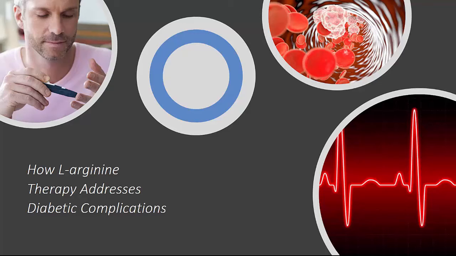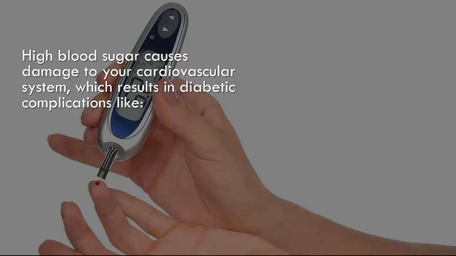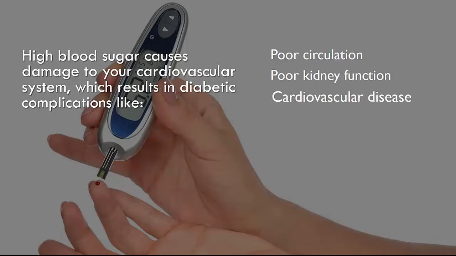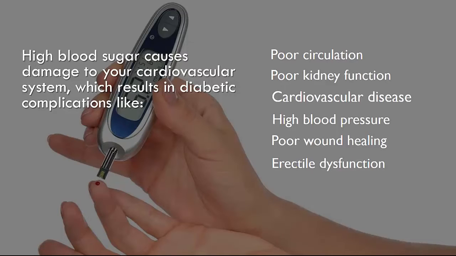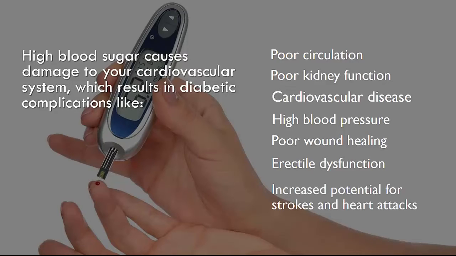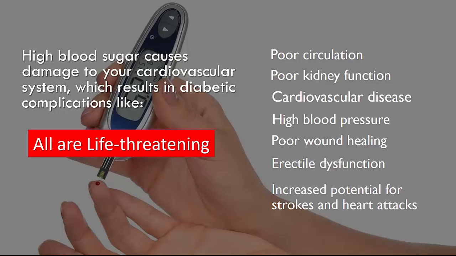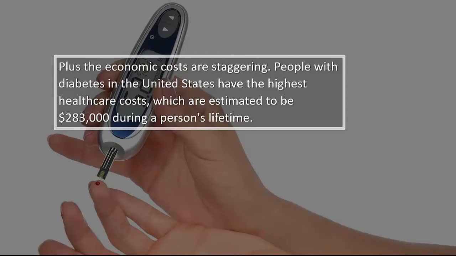The purpose of this video is to help you understand how nitric oxide therapy can naturally address diabetic complications. With this in mind, we need to understand the key components for both. High blood sugar causes damage to your cardiovascular system, which results in diabetic complications like poor circulation, poor kidney function, cardiovascular disease, high blood pressure, poor wound healing, erectile dysfunction, and the increased potential for strokes and heart attacks. All are life-threatening.